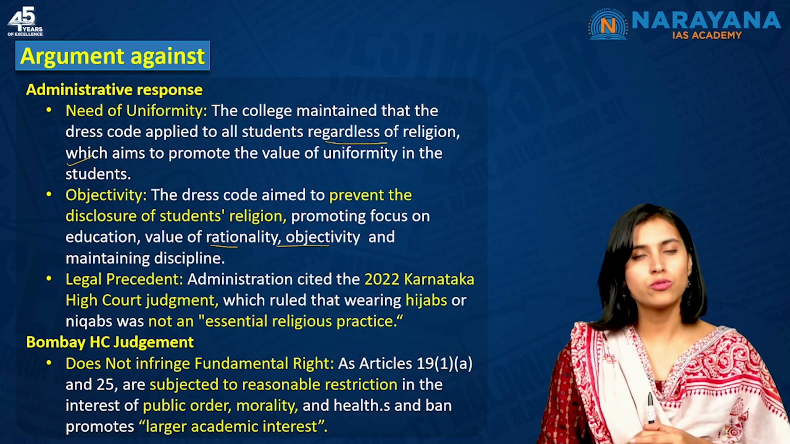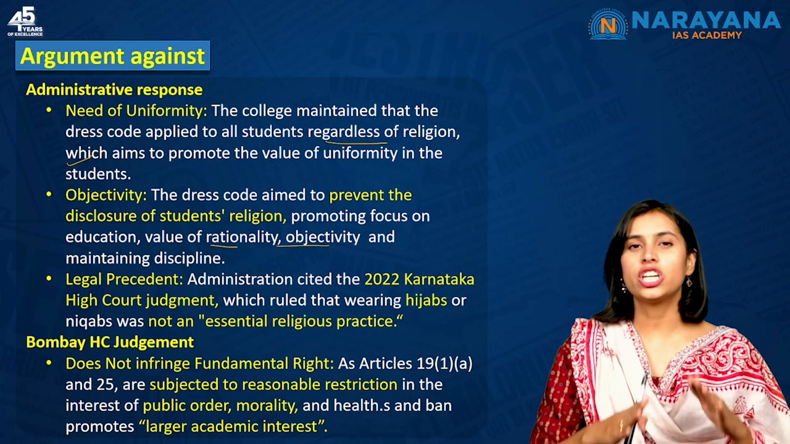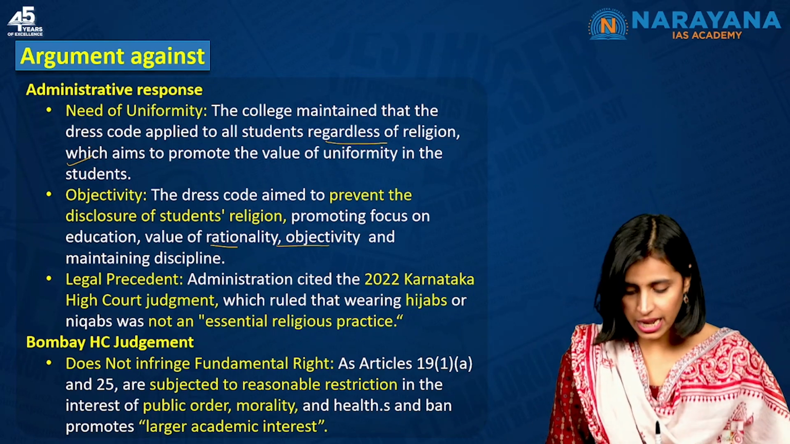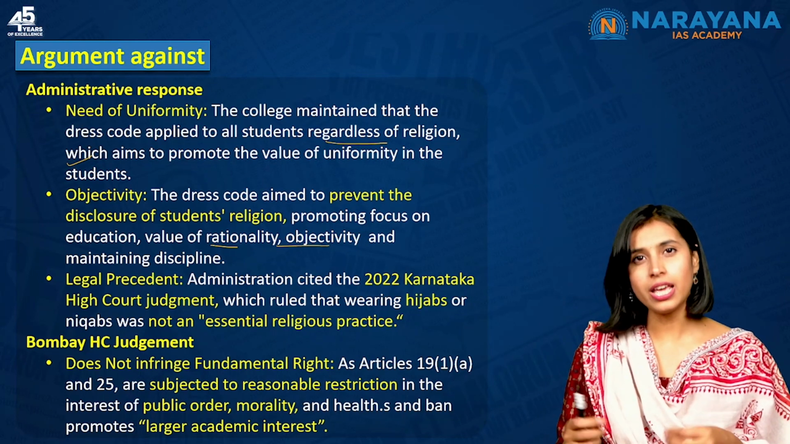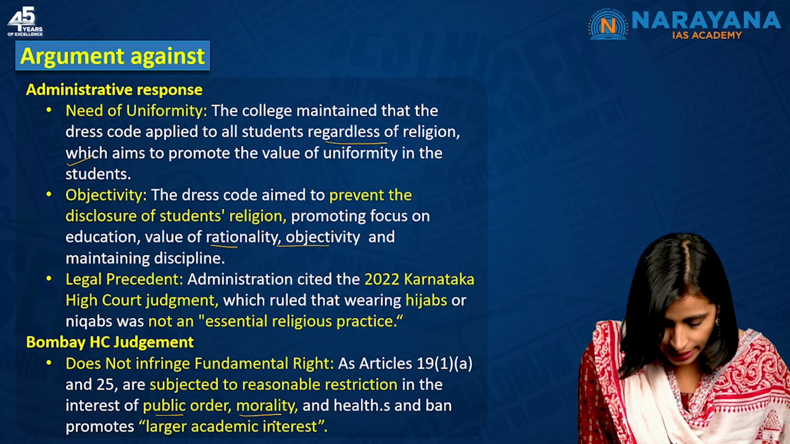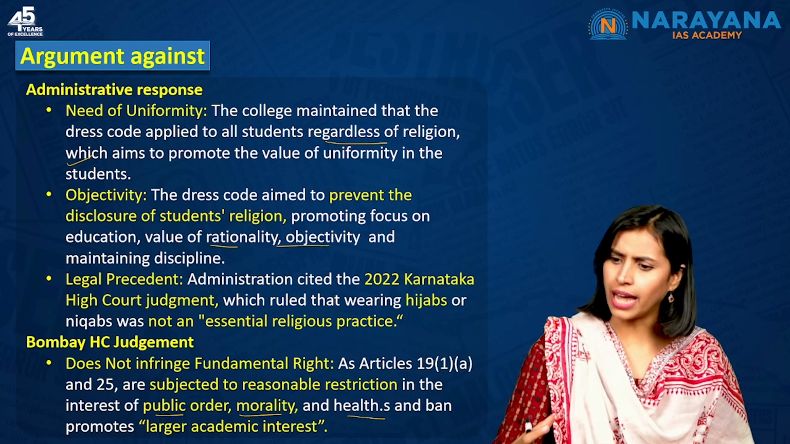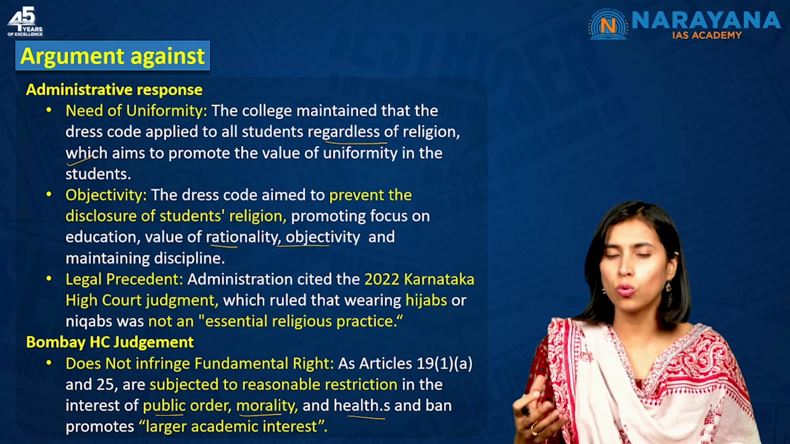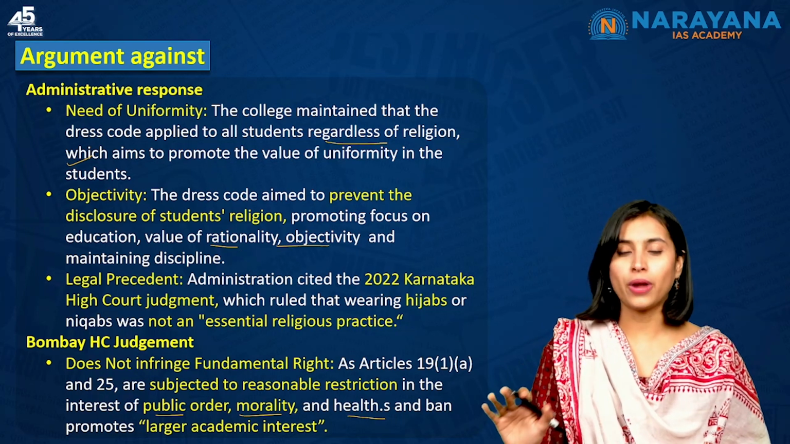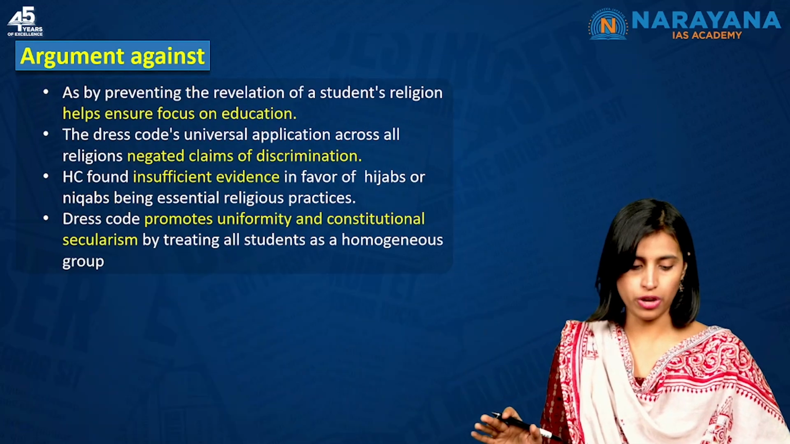The second argument comes from the Bombay High Court, which says that by doing so, they are not infringing on the fundamental right of any community or individual, because Articles 19 as well as 25 are subject to reasonable restriction in the interest of public order, morality and health. And thus, to promote the larger academic interest, to promote rationality, objectivity and uniformity, the school has every right to impose such a ban. It's not an absolute right. Article 19 and Article 25 are not absolute rights. This is what you're going to remember over here.